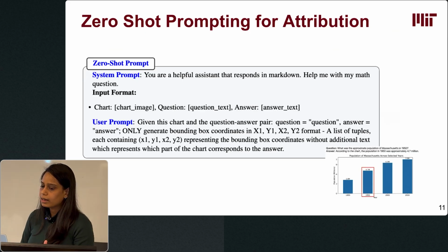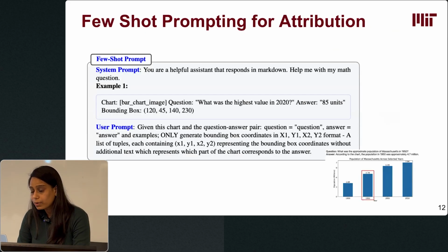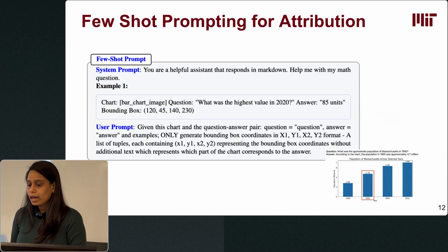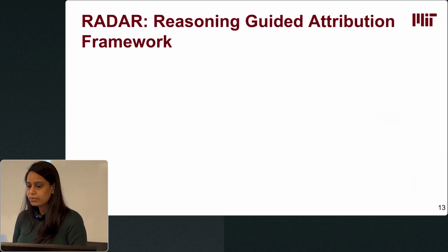Similarly, we went ahead and tried few-shot prompting. Models were not doing great when we tried it, and we incorporated reasoning steps into these, and we found out that with reasoning steps, it kind of improves.